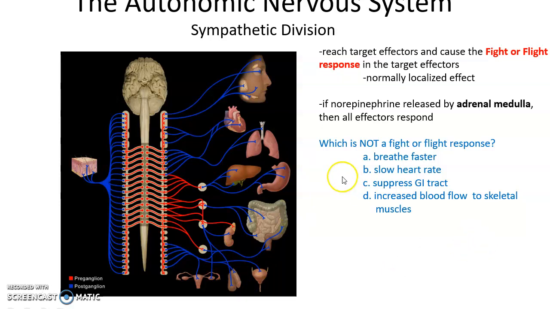And so here it is, which is not a fight or flight response? We got breathing faster, slower heart rate, suppressing the gastrointestinal tract, increased blood flow to skeletal muscles. The correct answer is slowing heart rate. You do not slow your heart rate when you are scared or angry. You do breathe faster. You do have the bronchs and the tubes in the lungs dilating. You do suppress the gastrointestinal tract. If you're running away or fighting, it's not a good time for a snack. And you do increase blood flow to skeletal muscles so that they have plenty of oxygen and glucose to function with.